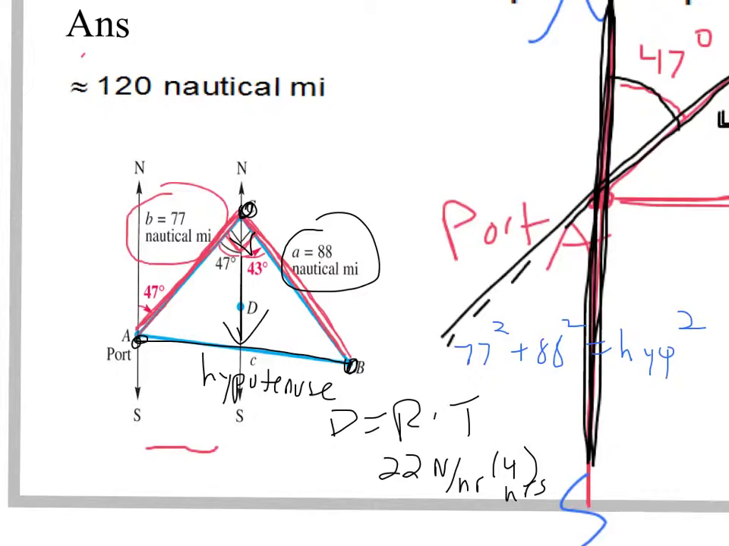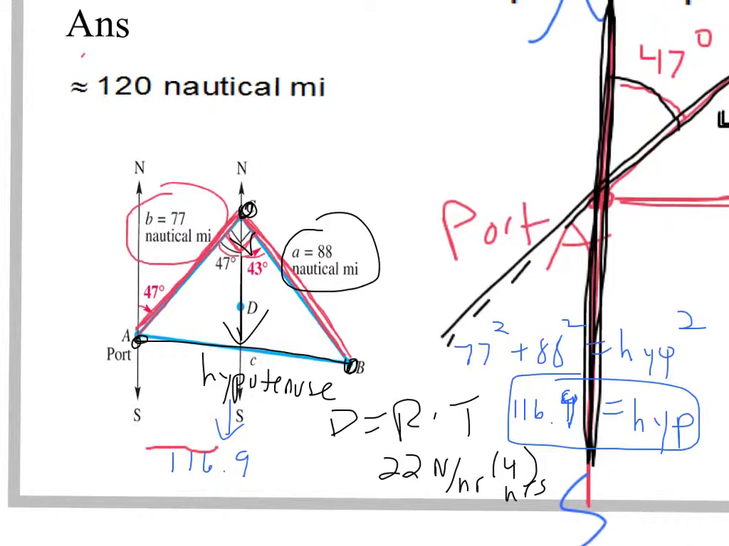Now this is very interesting actually. After you take the square root of 77 squared plus 88 squared, you probably end up at 116.9, let's say. But now's a good time to talk about sig figs. So the hypotenuse is 116.9 nautical miles. I'm just going to write NM for nautical miles.